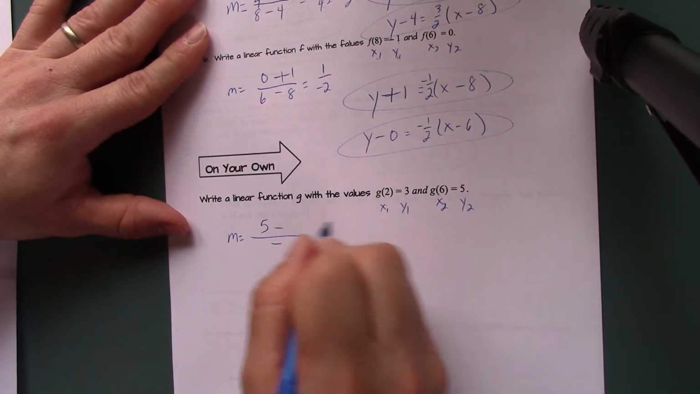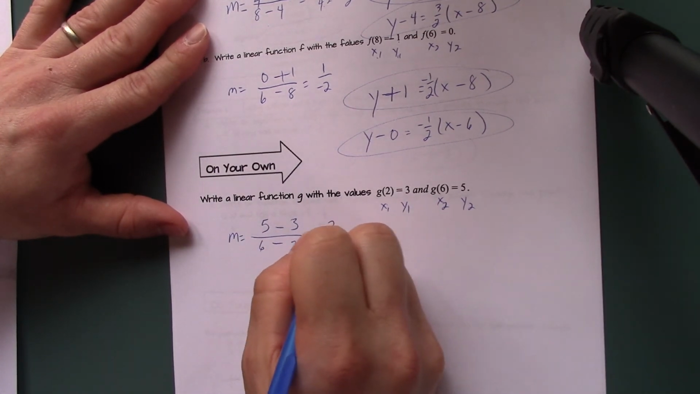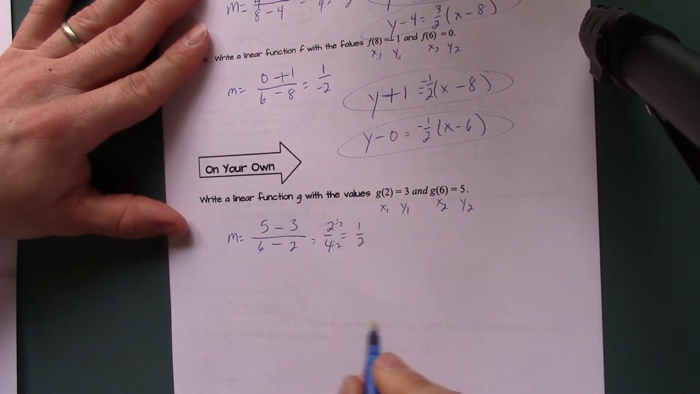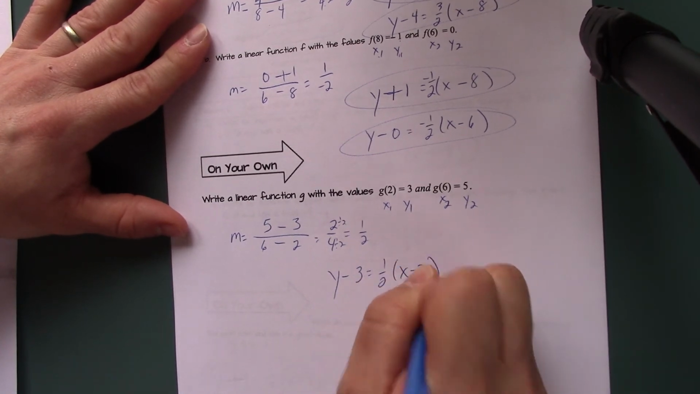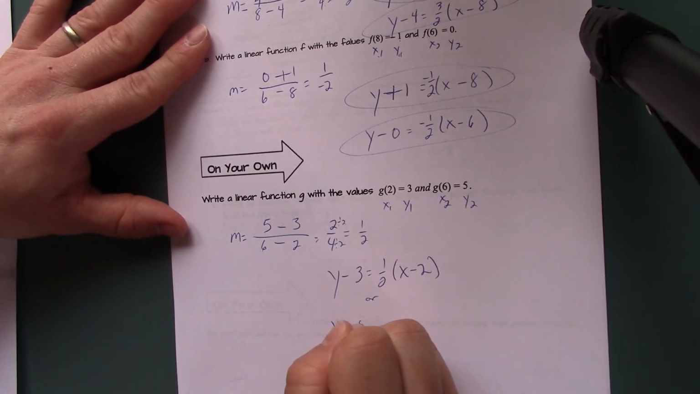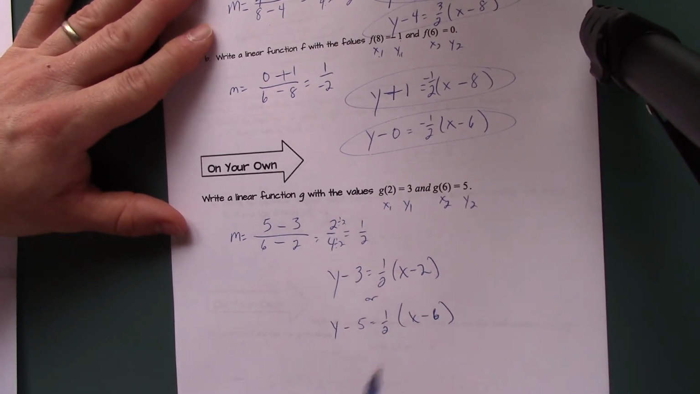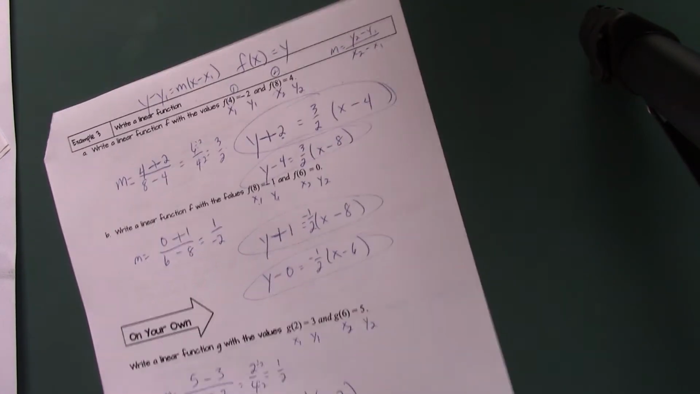Again, y2 minus y1 over x2 minus x1 is 2 over 4, which is 1/2, because I can again divide those both by 2. Y minus 3 equals 1/2 times x minus 2, or y minus 5 equals 1/2 times x minus 6. And again, I don't care which one you pick. Okay? Alright, that's it. It's that easy.